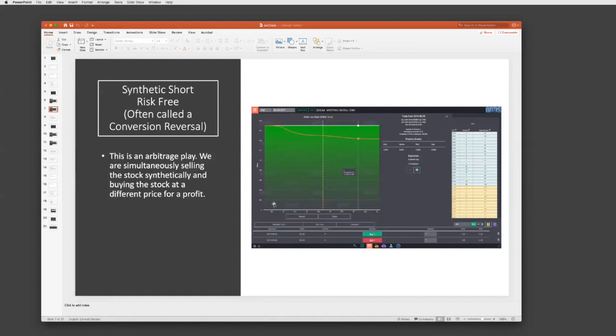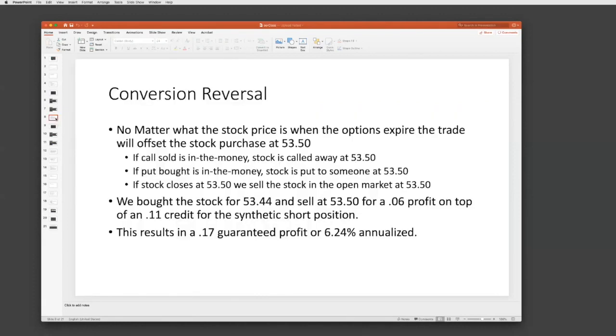And this conversion reversal is what helps keep the balance in the market between the call and the put at the same strike price. You have to have equal time value. If they have equal time value, then this conversion reversal doesn't really work out. But if there gets to be an imbalance, then it creates an opportunity for a risk-free trade.